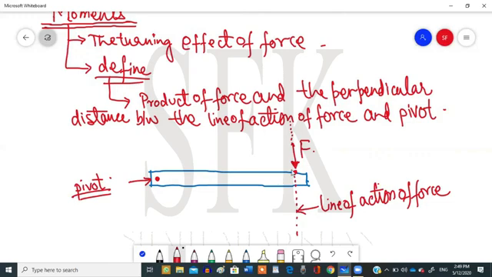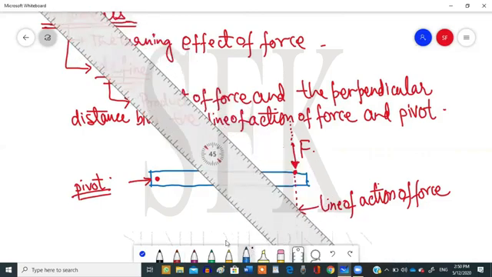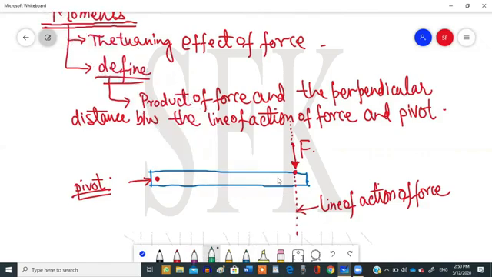And the perpendicular distance, perpendicular means at 90 degrees, right? So right perpendicular to this. If I were to draw a perpendicular line from over here all the way till this point, this angle is 90 degrees. And the green dotted distance between this point and this red line is the perpendicular distance from the pivot. So if I take the product of this force and this distance, I'll get the moment of this force. The moment of this force is the product of force and the perpendicular distance from the line of action of the force to the pivot.